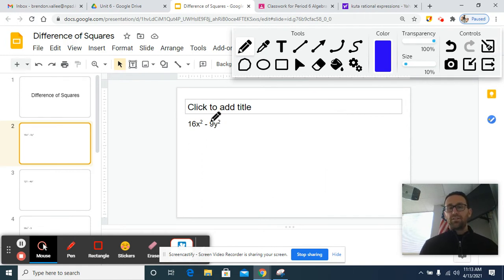But for difference of squares, if these are perfect squares and there's a minus sign here, you can do a shortcut, which is take the square root of 16x squared and get 4x, and take the square root of 9y squared, which is 3y, and do the plus minus. And when we distribute to check our work, the middle term is going to cancel out, and that's why this is not 3 terms and it's only 2.